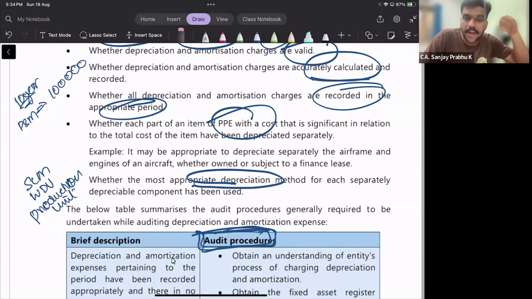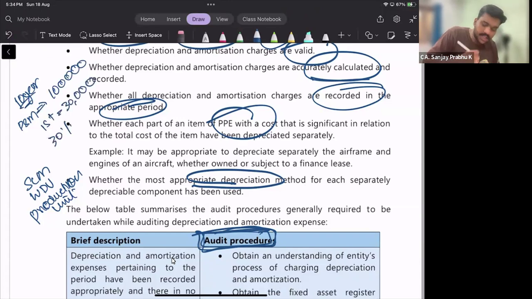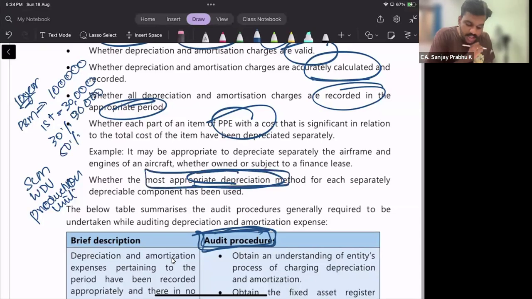The peculiarity of this plant and machinery is it can only produce 1 lakh units. Even if the life is 10 years, if you are producing 1 lakh units in the first year, then the plant and machinery is of no use. So in such cases, we should go by the unit-based method. Say for example, first year we produced 30,000 units, then we should go for 30% depreciation. If in the second year we produce again 50,000 units, we should go for 50% depreciation. Not on the basis of SLM or WDV, we should go for the production unit method. So as an auditor, we should see which method is most appropriate. These are the basic things which you have to understand.